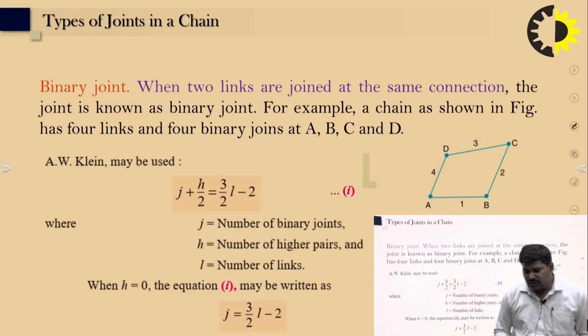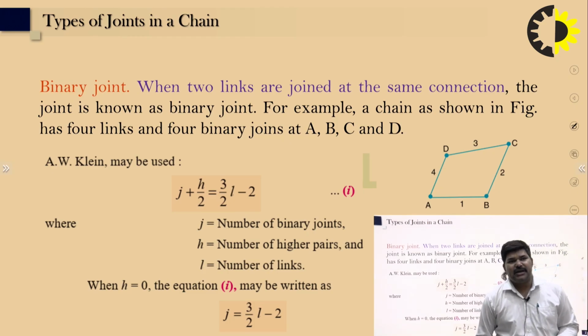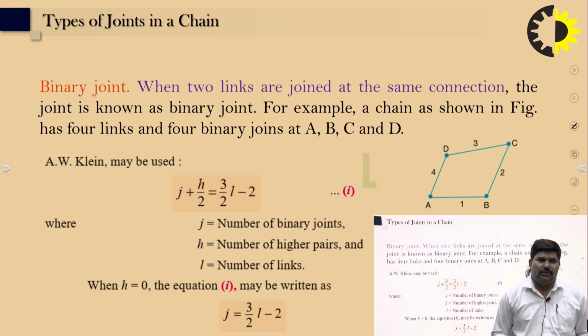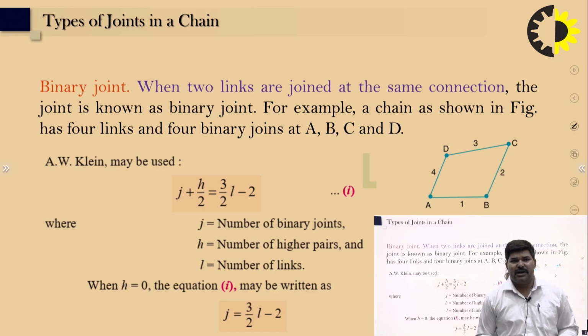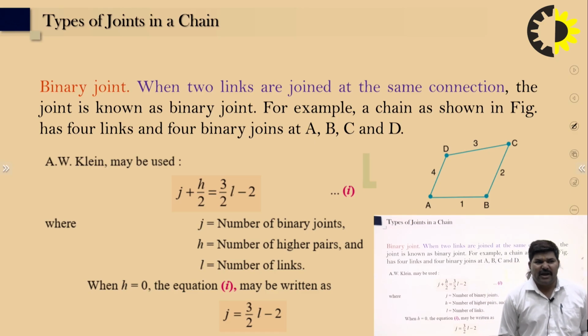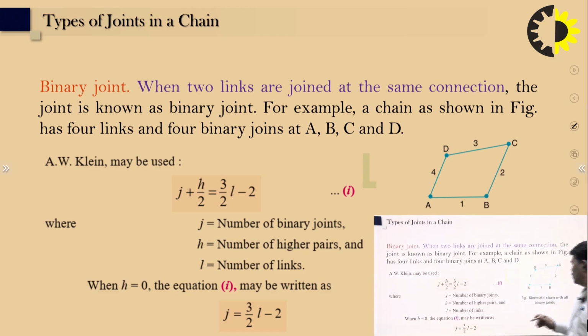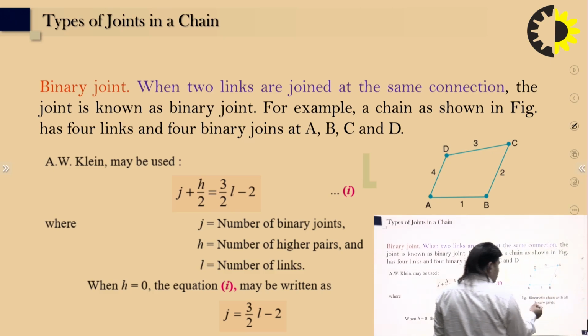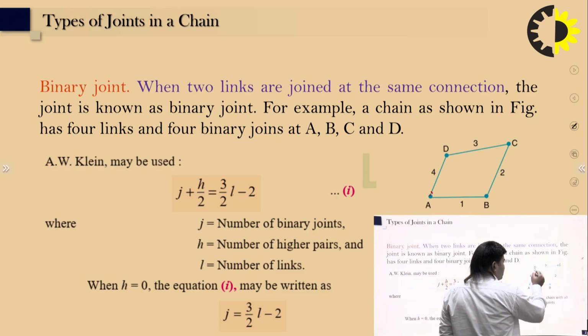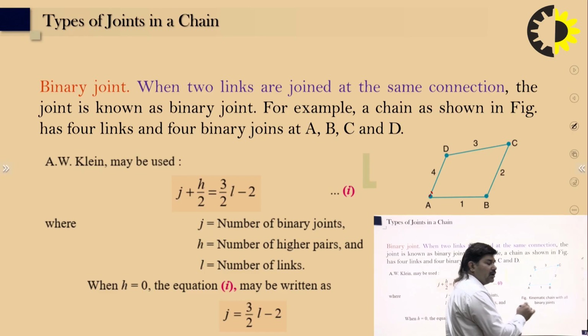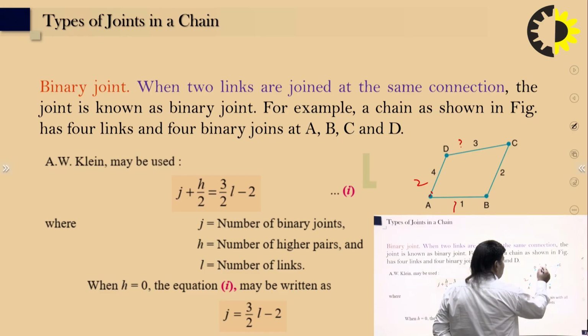Types of joints in the chain: the binary joint, tertiary joint, and quaternary joint. A binary joint is when two links are joined at the same connection, and the joint is known as a binary joint. For example, suppose this is the kinematic chain, as you can see in this figure. That is a kinematic chain with all binary joints. These are the first link. There are 4 links. You can count links 1, 2, 3 and 4.